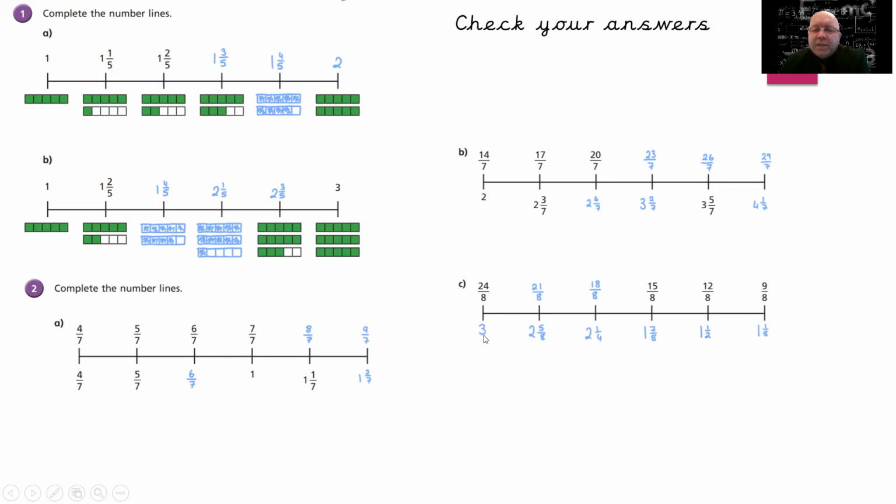Well, 24 over 8 is 3. 21 over 8 is 2 and 5 eighths. 18 over 8 is 2 and a quarter. 15 over 8 is 1 and 7 eighths. 12 over 8 is 1 and a half. And 9 over 8 is 1 and 1 eighth.